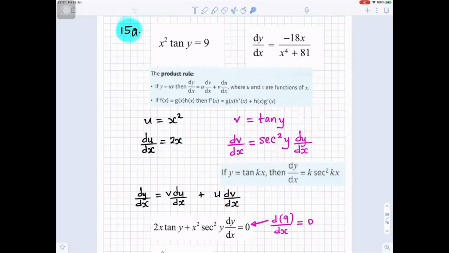And then when you differentiate 9, you will get 0, because there's no x. It's like x to the power 0. So you multiply by 0. 0 times 9 will give you 0. So when you differentiate 9, you get 0.